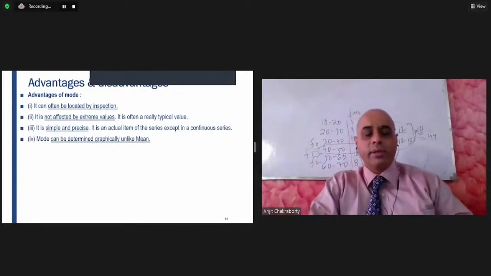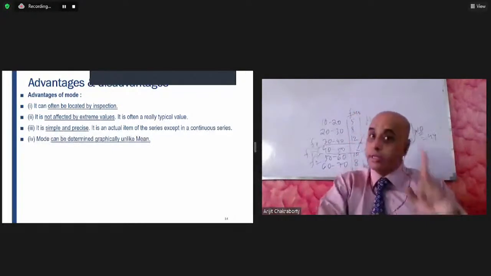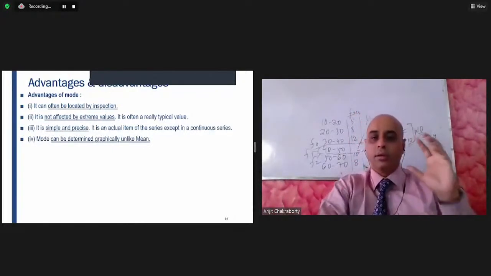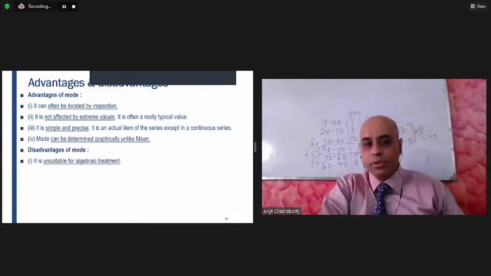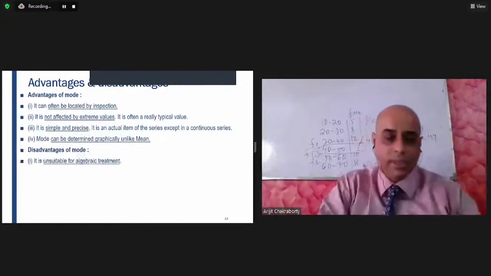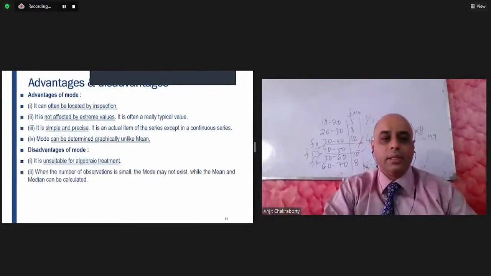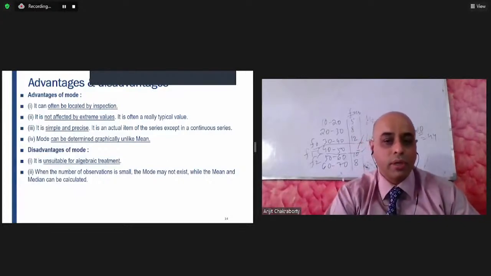Mode can be determined graphically, unlike the mean. Yes, median can be determined graphically, and mode can also be determined graphically. Disadvantages of mode: number one, it is unsuitable for algebraic treatment. Number two, in case the number of observations is small, mode may not exist.